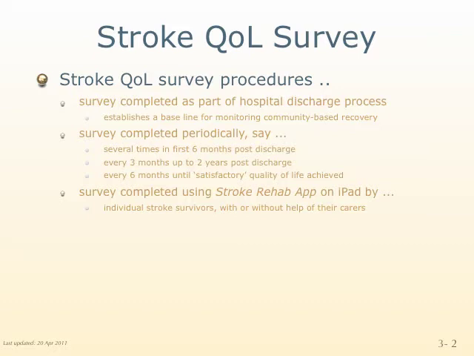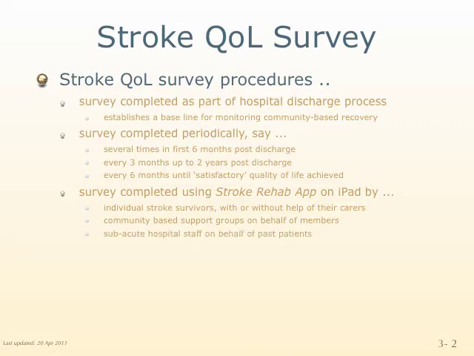Stroke survivors could be assisted by their carers or family members if necessary. Members of community-based stroke support groups could complete the survey on behalf of other members who don't feel confident enough to use the iPad app.